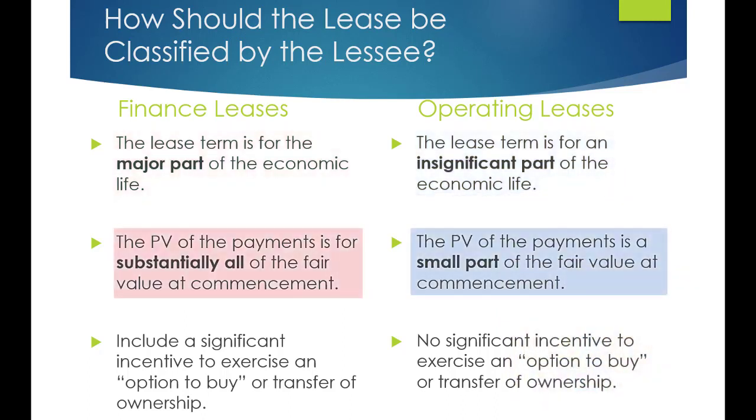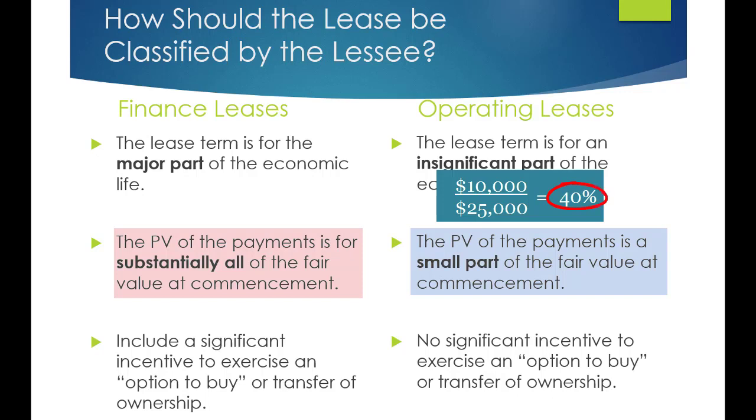The present value of the payments is for substantially all of the fair value at the commencement of the lease, so on the day we begin. So my delivery truck is $25,000. If the present value of my lease payments, including a bargain purchase option or a guaranteed value, is equal to, say, $22,000, yeah, I've paid for most of that asset. So I would count it as a finance lease. If, on the other hand, I'm only going to own it for 6 months, I'm going to pay $10,000 over those 6 months. That's not close enough. It's not even half. So that would be an operating lease.